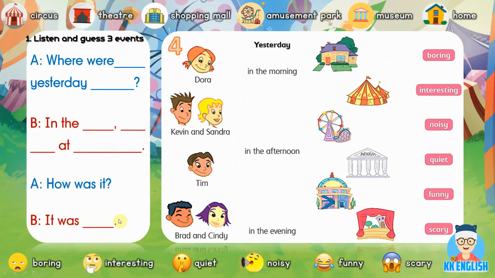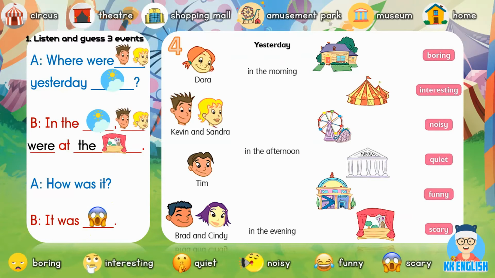Again, number 4. Where were Kevin and Sandra yesterday afternoon? In the afternoon, they were at the theater. How was it? It was scary. Are you ready to check the answers again? Number 4. And the lines?